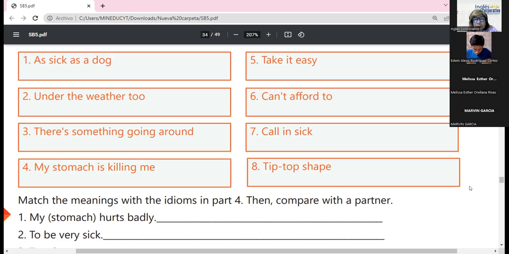As sick as a dog. Under the weather too. There is something going around. My stomach is killing me. Take it easy. Can't afford to. Calling sick. Tip top shape.